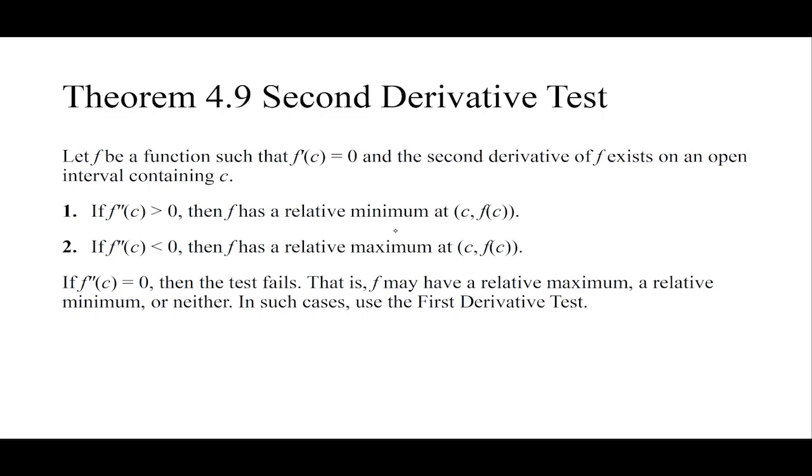So let's summarize the second derivative test in theorem 4.9. Let f be a function such that the first derivative of the function at c is 0, and let's assume that the second derivative of the function does exist. If the second derivative at c is positive, that means the function has a relative minimum value. And if the second derivative is negative, the function has a relative maximum value. So you can find the local maximum or local minimum value by using this second derivative test. But if the second derivative itself is 0, then this test fails. So you are not able to say either a relative maximum or relative minimum.